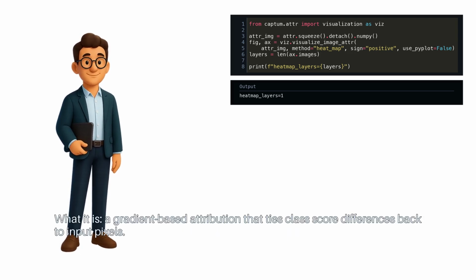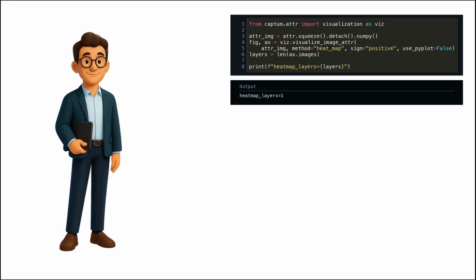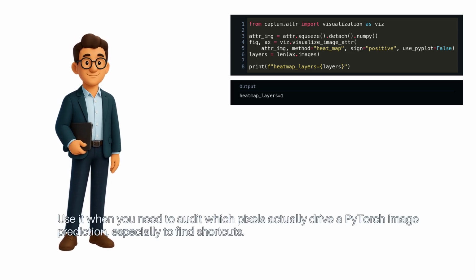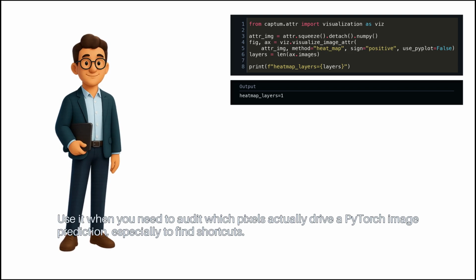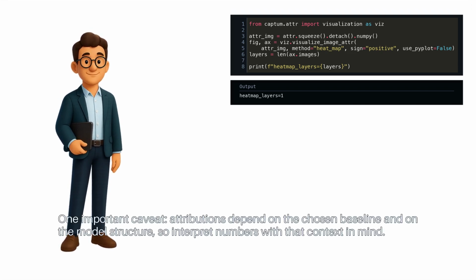What it is: a gradient-based attribution that ties class score differences back to input pixels. Use it when you need to audit which pixels actually drive a PyTorch image prediction, especially to find shortcuts. One important caveat: attributions depend on the chosen baseline and on the model structure, so interpret numbers with that context in mind.